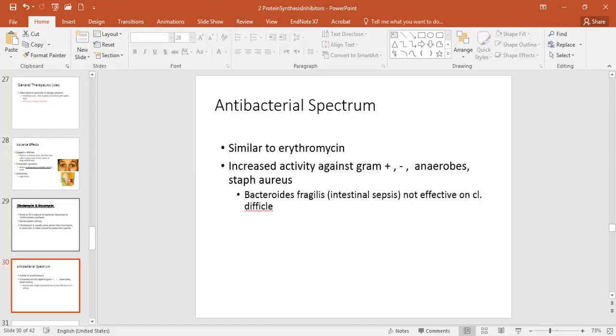Regarding Bacteroides fragilis that causes intestinal sepsis, again it is active, but it is not effective for Clostridium difficile, which can cause pseudomembranous colitis. It is not effective for this bacteria.